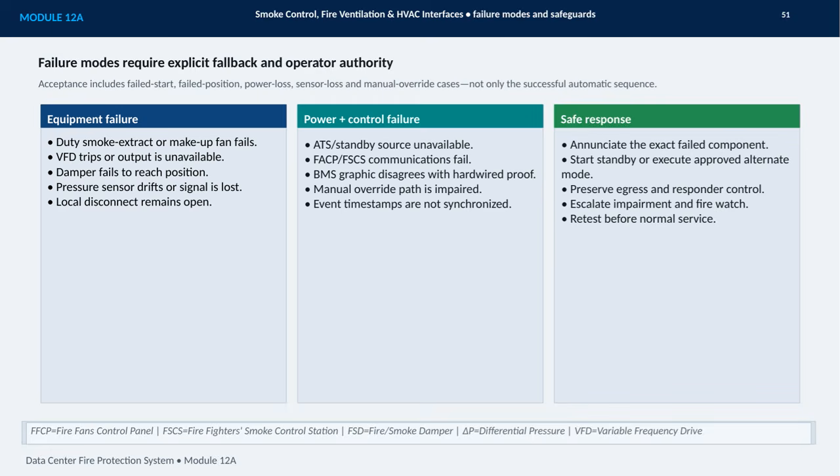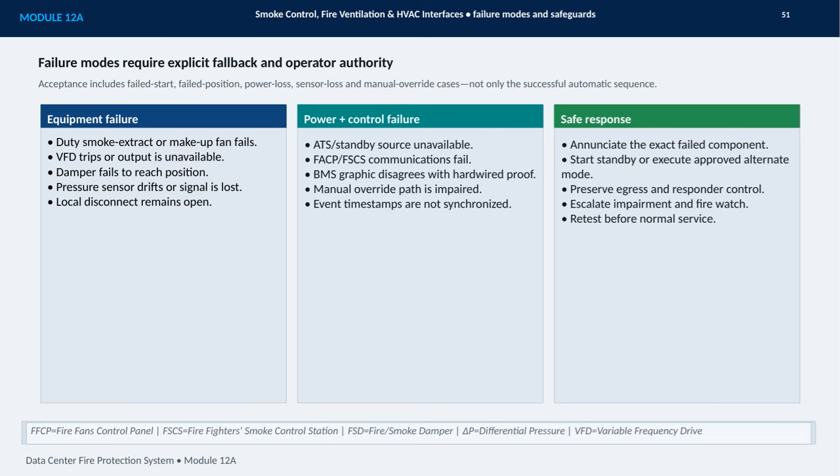Equipment failures can include a duty smoke extractor makeup fan that does not start, a tripped VFD, a damper that fails to reach position, a drifting or lost pressure signal, or a local disconnect left open. Control and power failures create additional risks. The standby source may be unavailable. Communications between the fire alarm control panel and smoke control station may fail, or the BMS display may disagree with hardwired proof. Unsynchronized event timestamps can also complicate diagnosis and accountability.